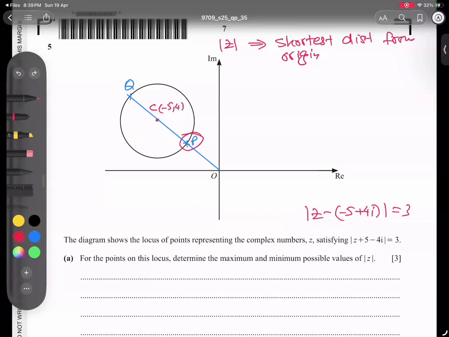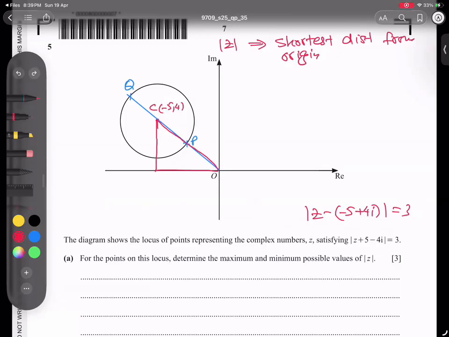So this point has the least distance, this distance is the least. So he is asking for the minimum, and this is the largest, he has a maximum. So we're looking for the OP distance, and we're looking for the OQ distance. Keep in mind this 3 is called the radius. So CP distance, CQ distance is 3.